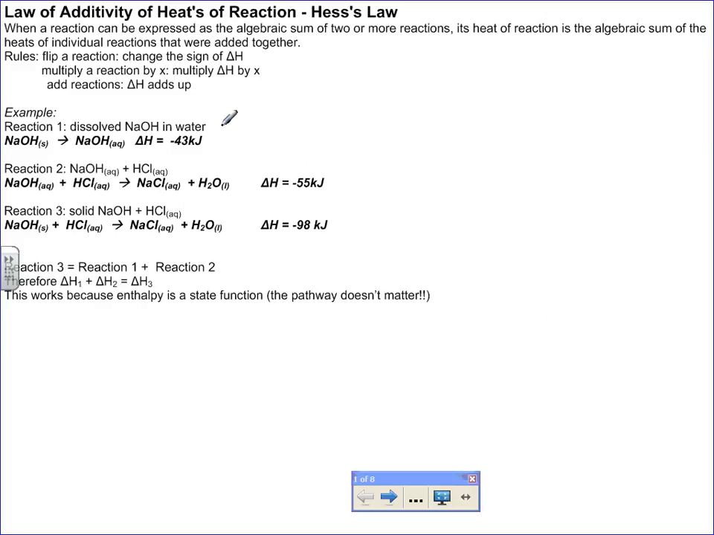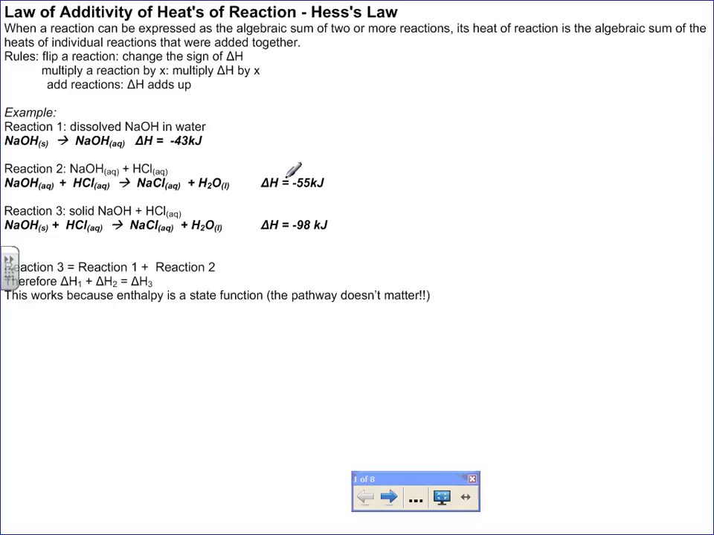If we look at this example here, we've got two different pathways to the same reaction. Reaction 1 and reaction 2 are actually two steps to complete the reaction that's discussed in reaction 3. So let's look at this for a minute. Sodium hydroxide, a solid, dissolving. The delta H for this reaction is negative 43 kilojoules. So 43 kilojoules is released in this process. The reaction between sodium hydroxide solution and hydrochloric acid solution is an acid-base reaction with a delta H value of negative 55.